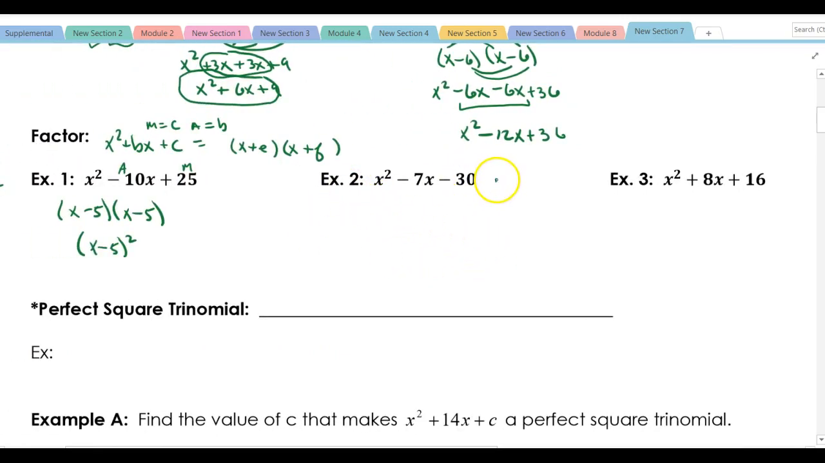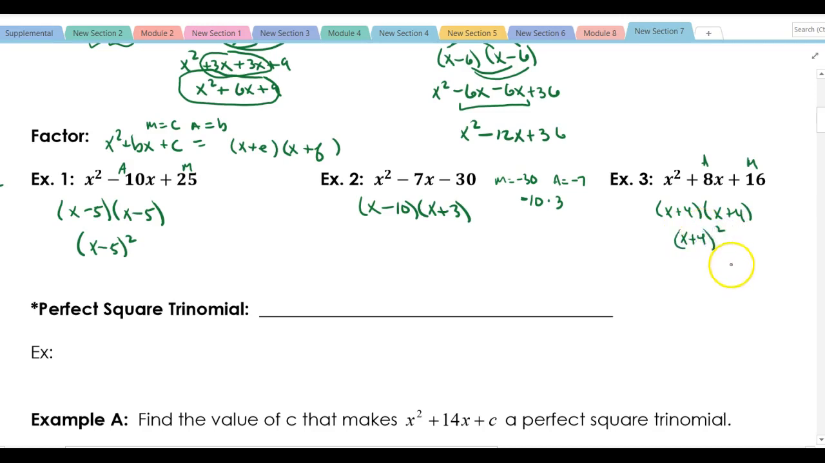The next one, what multiplies to give me negative 30 and adds up to give me negative 7? Well, 10 times 3 would give me 30. Since I need negative 7, negative 10 plus 3 would be negative 7. So this would be x minus 10 times x plus 3. And the last one, what multiplies to give me 16 and adds up to give me 8? That would be 4 and 4. So it would be x plus 4 times x plus 4, which simplifies to x plus 4 all squared.